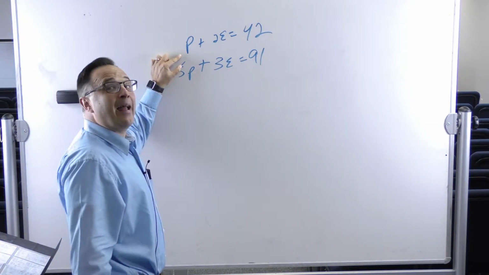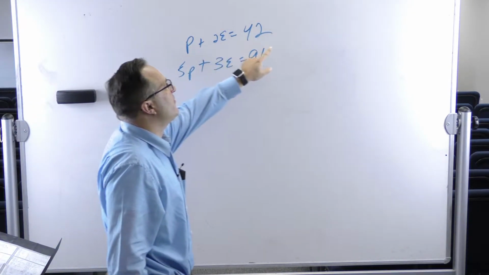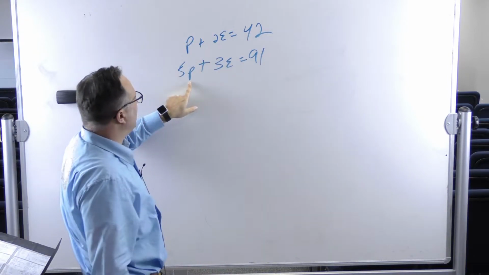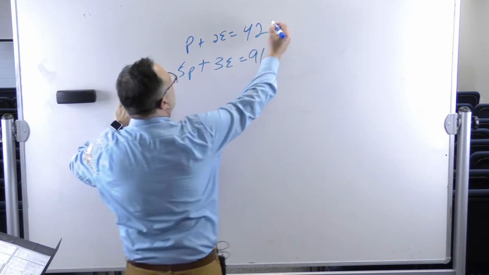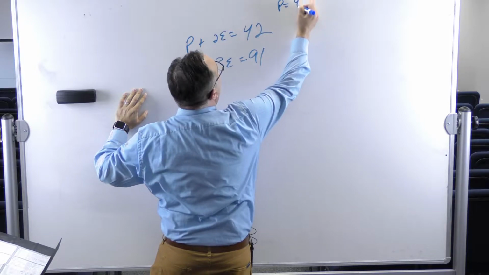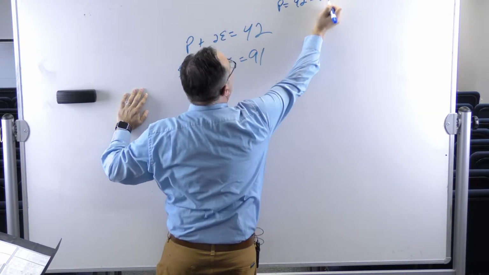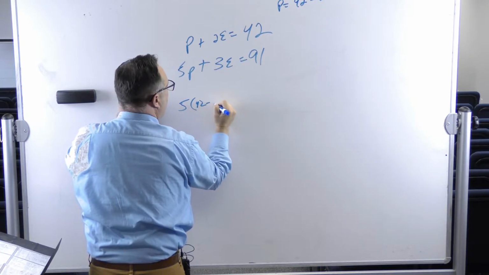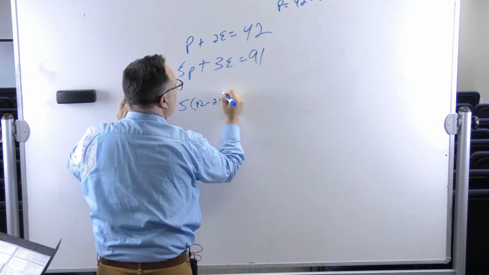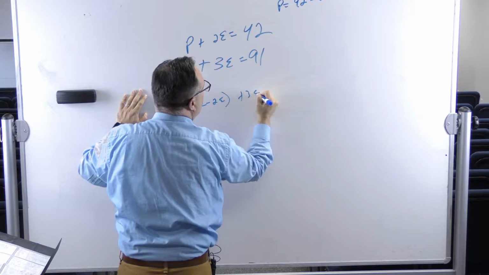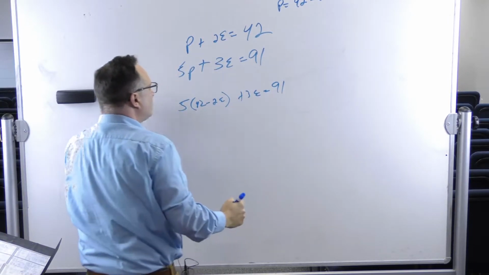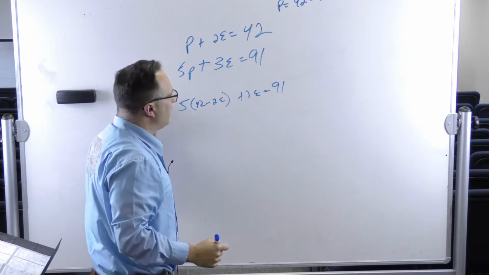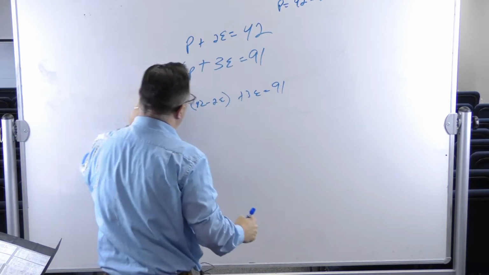I could get P by itself, meaning subtract 2e from both sides, then plug that in. That would be P equals 42 minus 2e, right? Then you can just plug that in here, plus 3e equals 91. And then you've combined both of them together and you solve for it that way. That looks a little bit complicated.